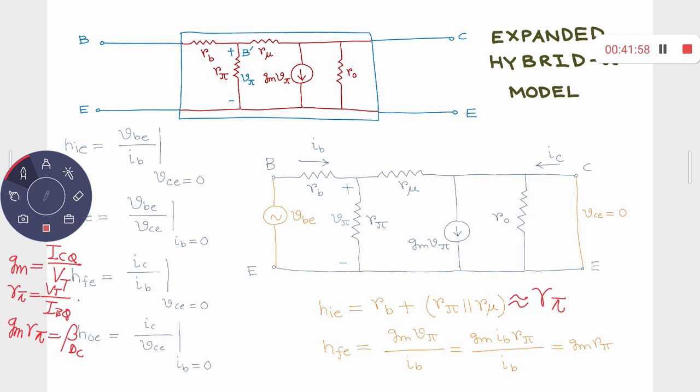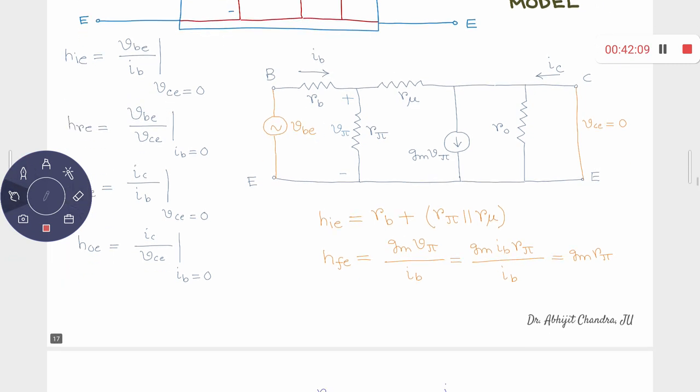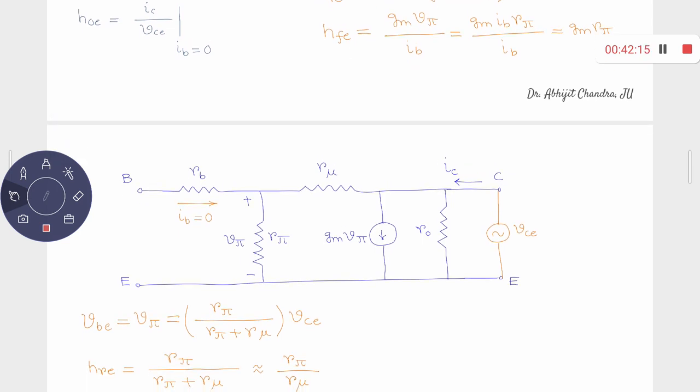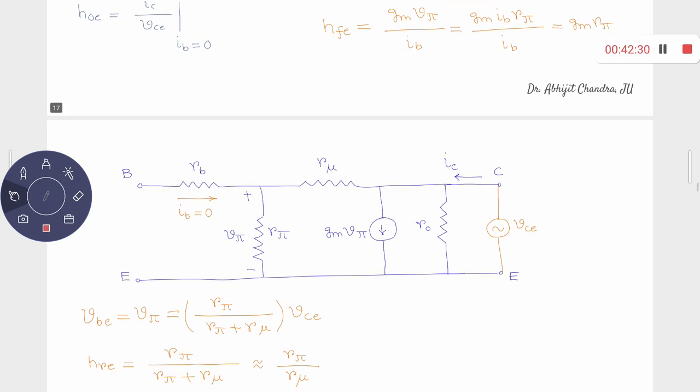So with this arrangement, you have calculated the first two parameters, that is HIE and HFE. Then we are going to calculate the other two parameters, that is HRE and HOE. To find these, you need to make a defined arrangement. Previously you shorted the output port. This time, you have to make the input port open, so there is no connection at the input side. This current should be zero, IB is equal to zero.